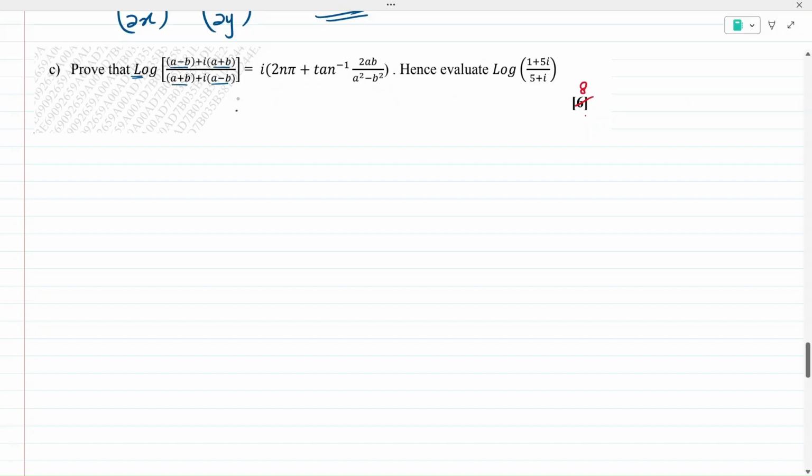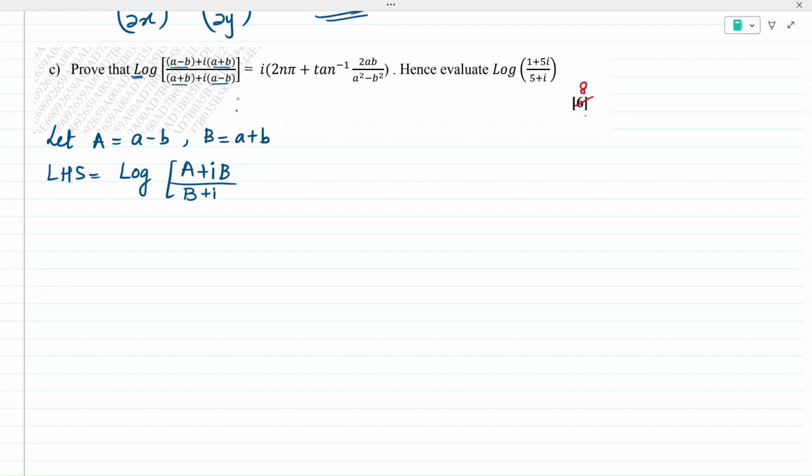Okay, so let capital A be equal to say a minus b and capital B be equal to say a plus b. So my left hand side becomes capital Log of (a + ib) divided by (b + ia). Now this is something very interesting. Now observe, the values are just interchanged. The positions of a and b are interchanged in the real and imaginary parts. So in the log we can definitely write this as log of (a + ib) minus log of (b + ia), since division becomes subtraction.